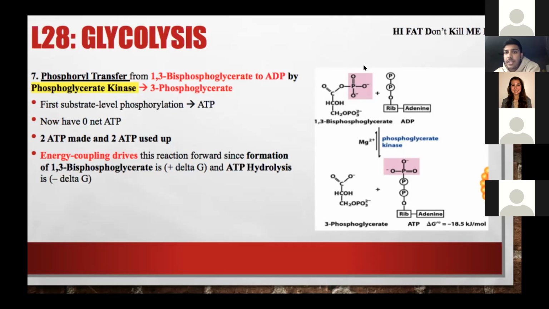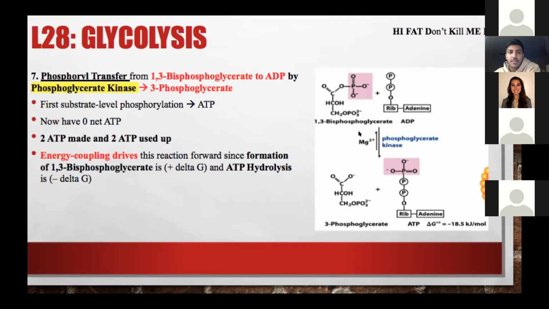And since you're donating that phosphoryl from that first carbon, you're cutting that first carbon off, and now you have 3-phosphoglycerate. So you can see within the name also it makes sense for the molecule. So it's not too bad if you think about it in this sense. And this is obviously going to be catalyzed by a kinase. It's going to be phosphoglycerate kinase because you're phosphorylating, right? Kinases phosphorylate. And so at this point in the step, you have 2 ATPs made and 2 that were used up. So 2 were used up in that preparatory phase, and now 2 are made essentially.